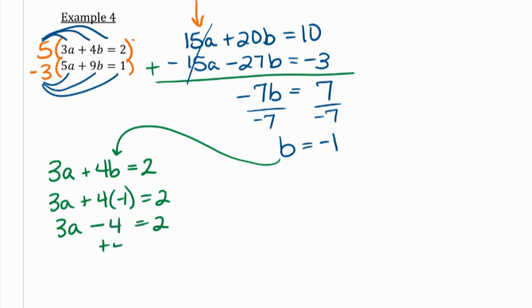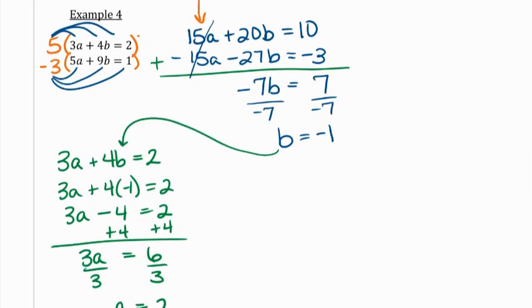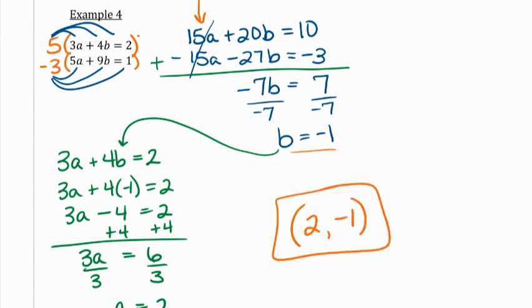I can add 4 to both sides. We get 3a equals 6. And then divide by 3. So we get a equals 2. Lots of practice on our solving skills here. So now I've got my a and my b. I can put those together to make an ordered pair. And I get 2, -1. Ta-da!